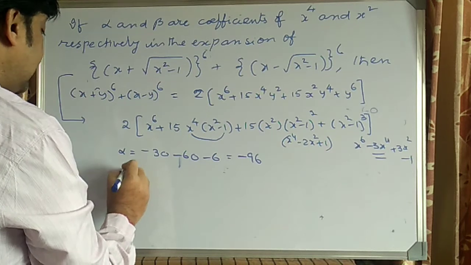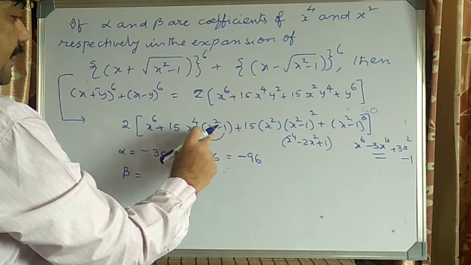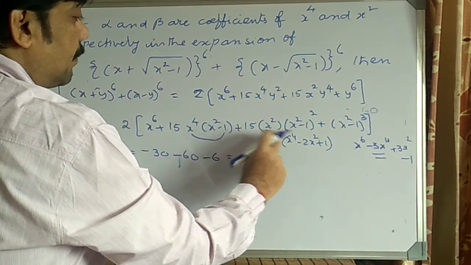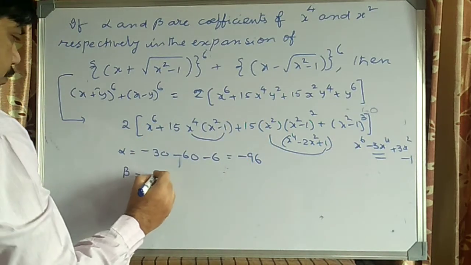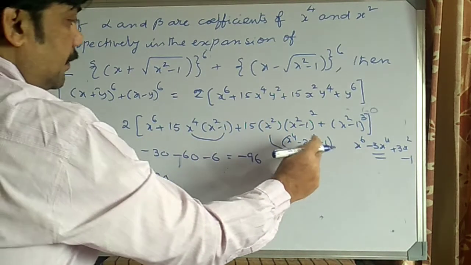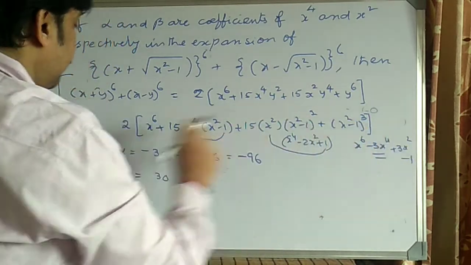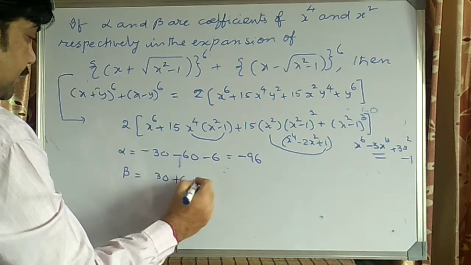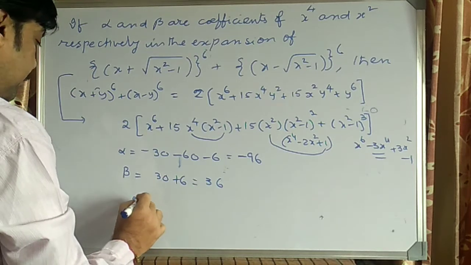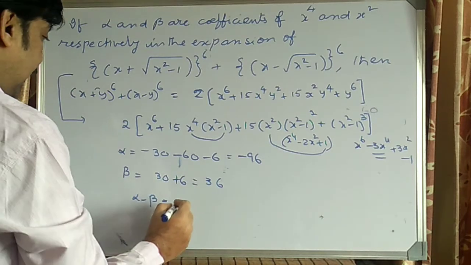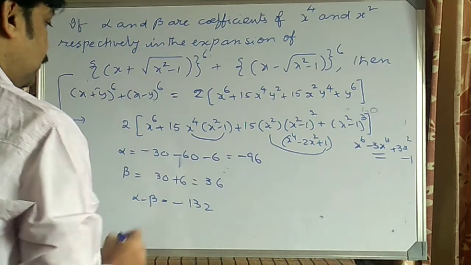Then beta is the x square coefficient. Look for the terms which have x square. I don't have x square here. Here x square multiplied by 1, which is 15, but into 2, which is equal to 30. And then here x square is gone. Now I have another x square here, which is plus 3 multiplied by 2. So this is 6. Total 36. So in the options, I have only one satisfying: alpha minus beta is equal to minus 132.